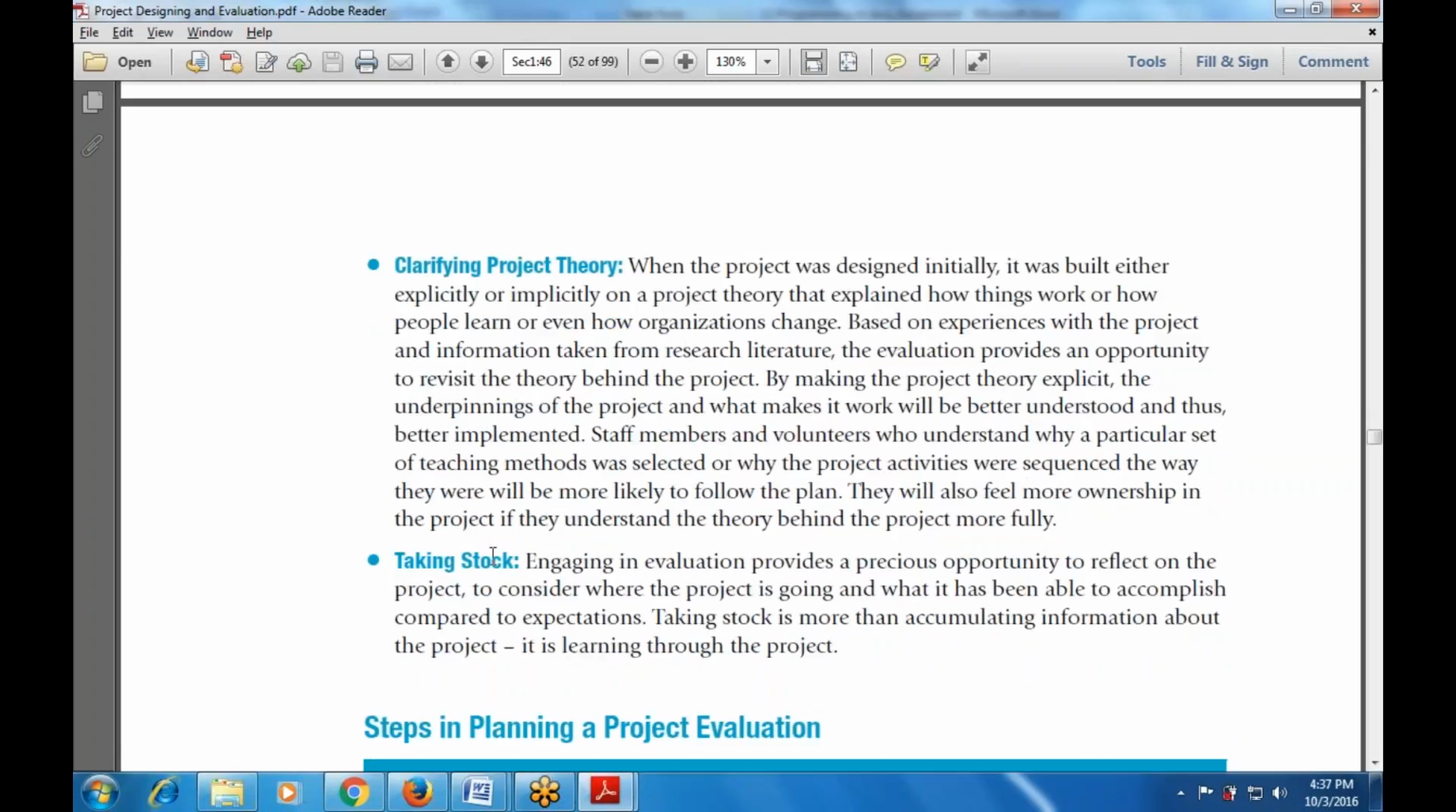The next one is taking stock. When we engage in the evaluation, that also provides a precious opportunity to reflect on the project, where the project is going, and what it has been able to accomplish, compared to the expectations. And when we talk about taking stock, that is the accumulated information about the project, that is, what is learned through the project and how it is developing. That is taking stock.